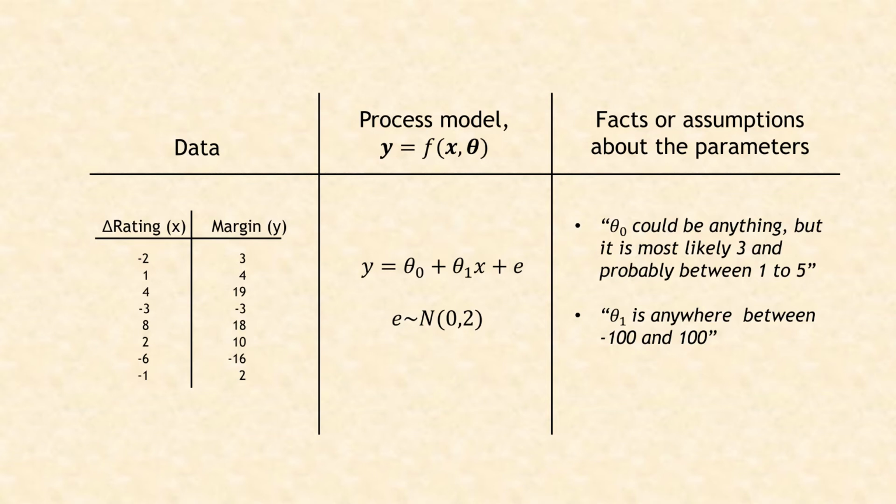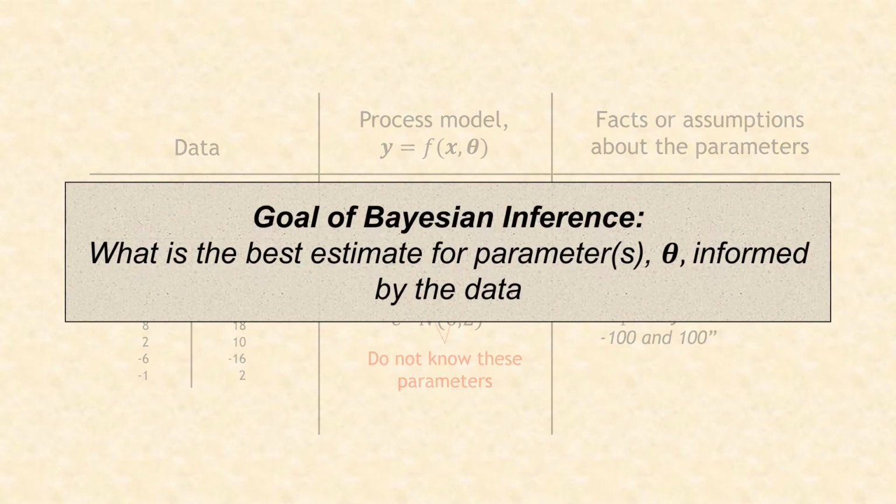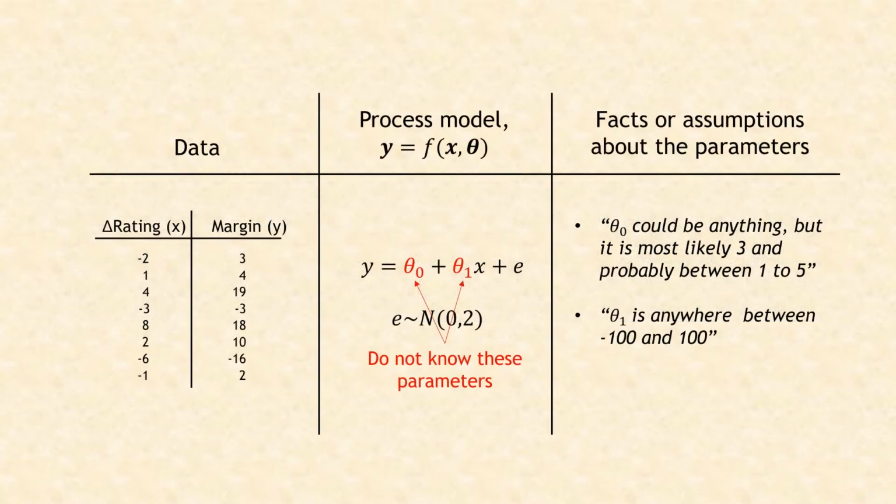The main idea of Bayesian inference is that despite your best guess, you want to use the data to better know θ0 and θ1. To put it simply, the goal of Bayesian inference is to find the best estimate for these unknown parameters informed by the x and y data. In this case, best is the one that is most consistent with the observed data. We'll explore what that means soon.